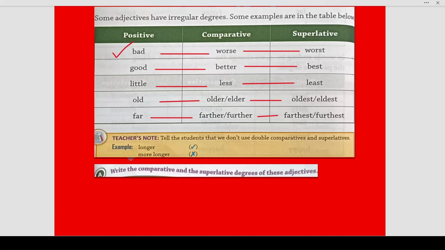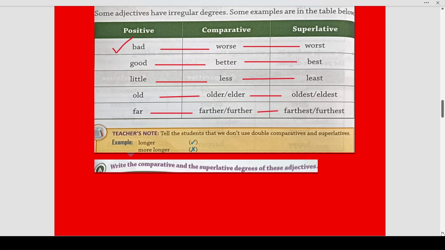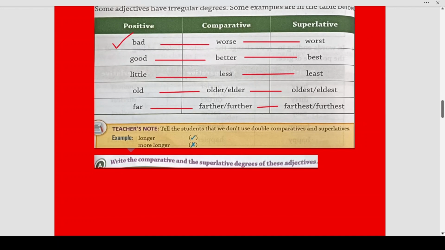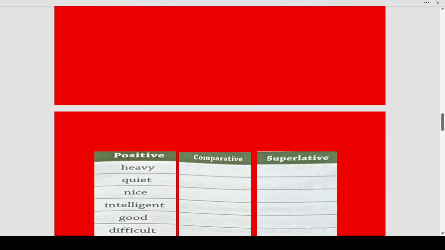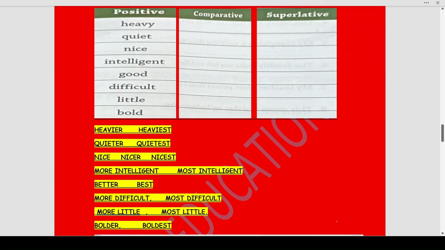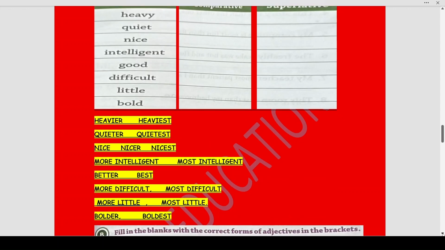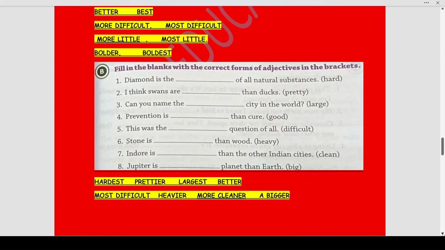Now, write the comparative and superlative degrees of these adjectives. Heavy, heavier, heaviest. Quiet, quieter, quietest. Nice, nicer, nicest. Intelligent, more intelligent, most intelligent. Good, better, best. Difficult, more difficult, most difficult. Little, less, least. Bold, bolder, boldest. This will come to you with practice only, students, so you have to go on practicing daily.